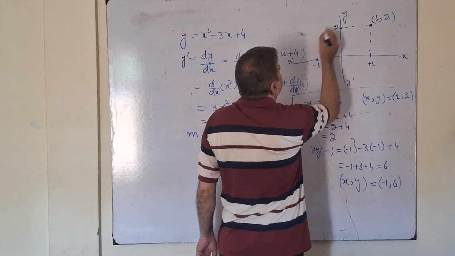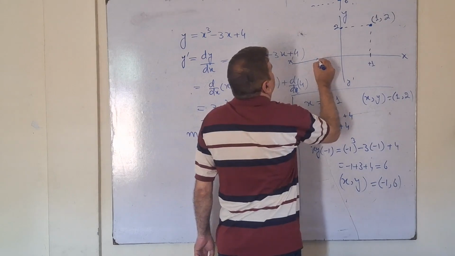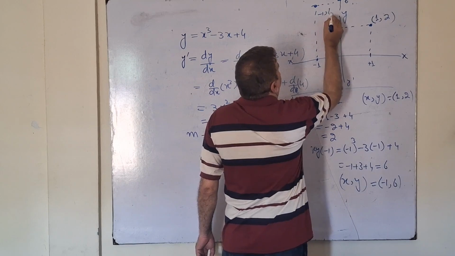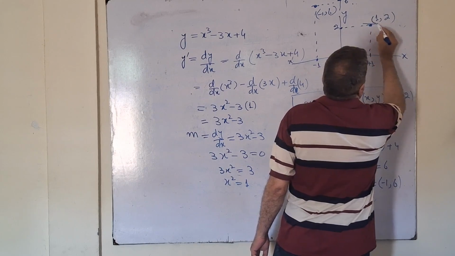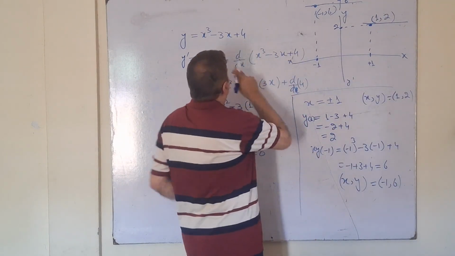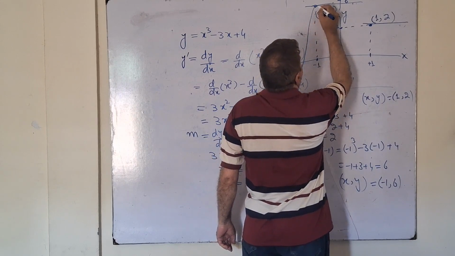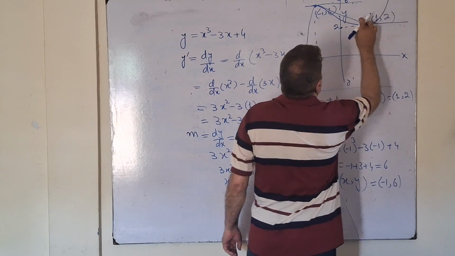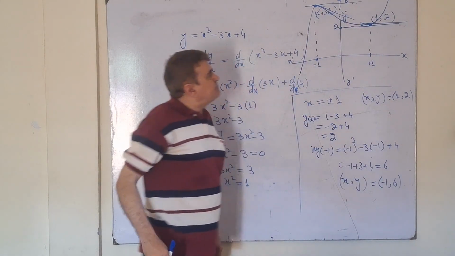So one point is this, and this is the point 6, then this is (-1, 6). One line happens to be at this position, and the other line happens to be at this position. Now, if we plot this equation, the curve goes something like this. It is a curve like this. So this is one tangent line, and the other is this tangent line.